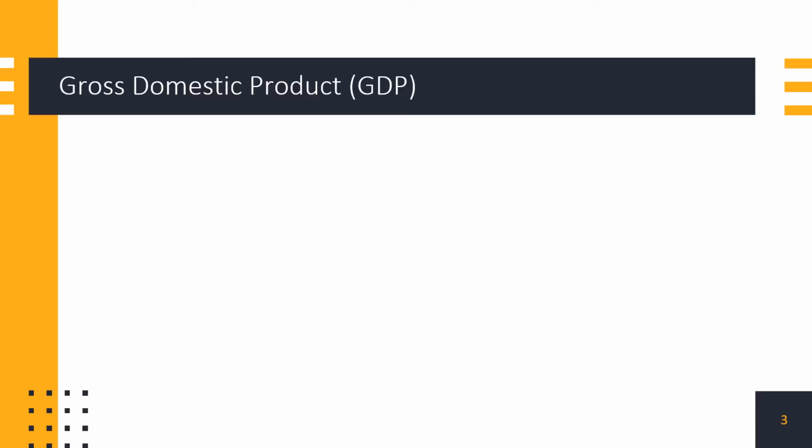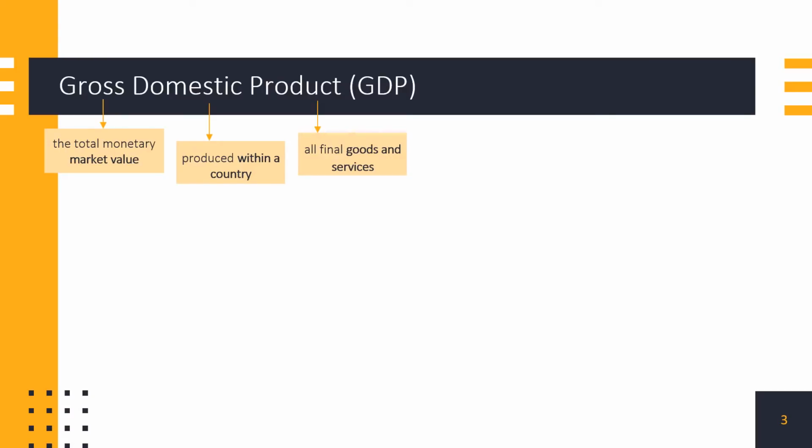Now let's look at the terms one by one in GDP. Gross. Gross refers to the total monetary market value. Monetary is important because a monetary measure allows the summing of goods and services and enables comparison of different goods and services in different years. Domestic. Domestic refers to anything that is produced within a country. And product refers to all final goods and services.